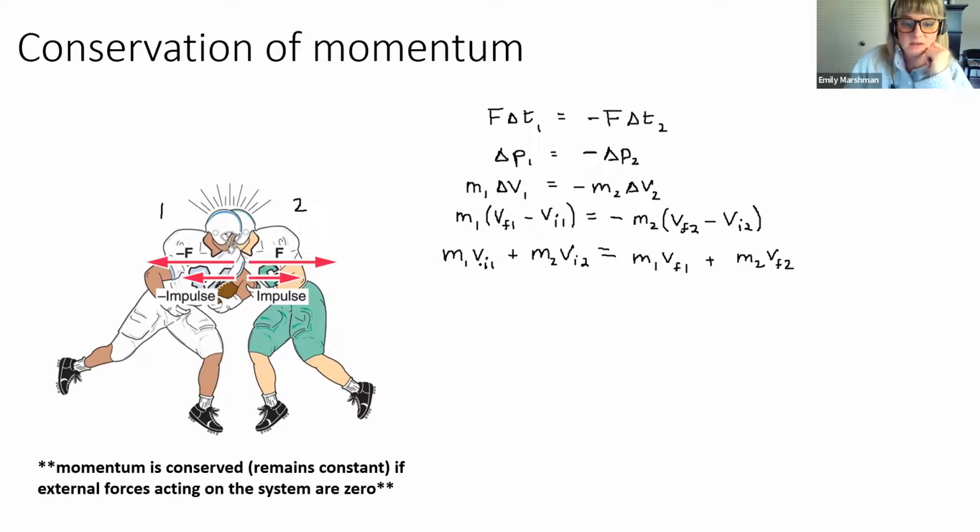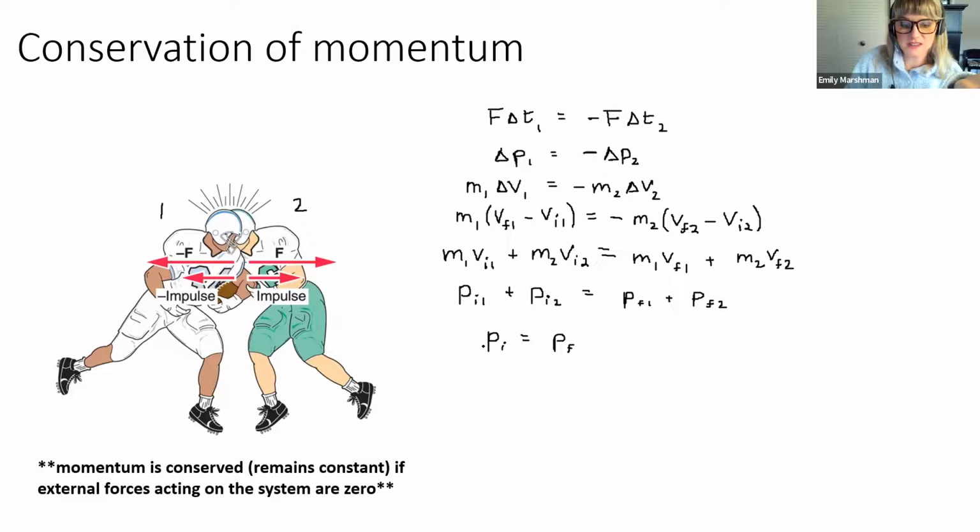Notice that the left-hand side involves the mass times the initial velocity of each player. This is the initial momentum for player 1 plus the initial momentum for player 2. And this is the final momentum for the system for player 1 and for player 2. If I sum up their initial momentum for player 1 and player 2, that's the total initial momentum of the system of two players, right?